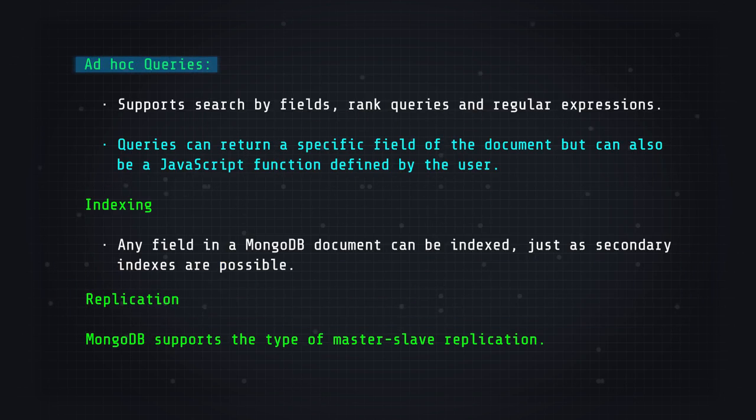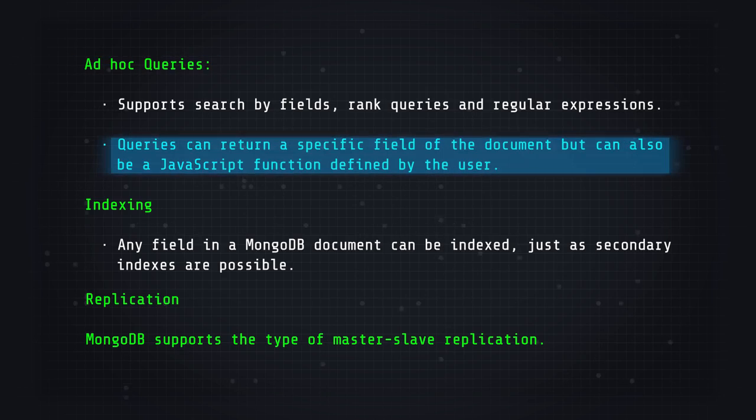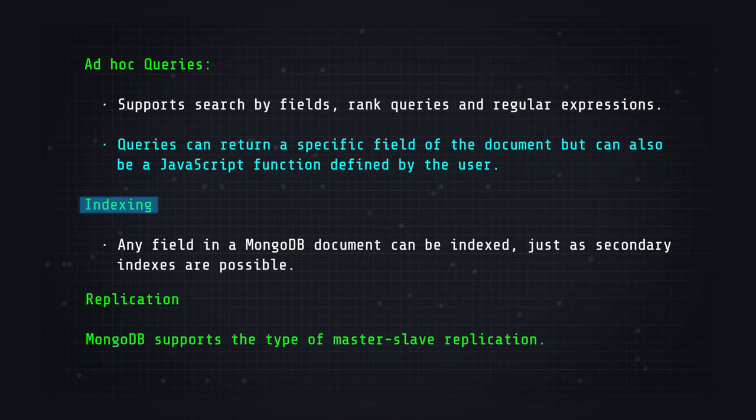MongoDB supports ad hoc queries, indexing, and replication. In the case of ad hoc queries, MongoDB supports search by fields, range queries, and regular expressions. Queries can return a specific field of the document, but can also be a JavaScript function defined by the user. In the case of indexing, any field in a MongoDB document can be indexed, just as secondary indexes are possible.